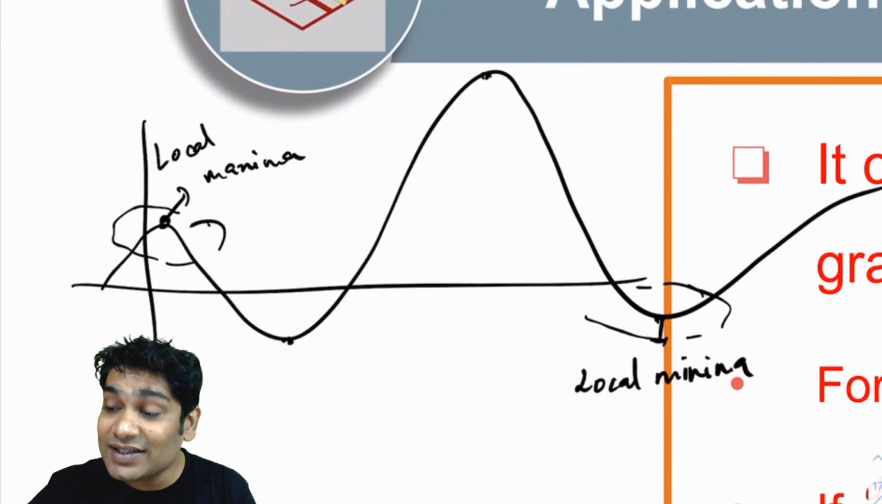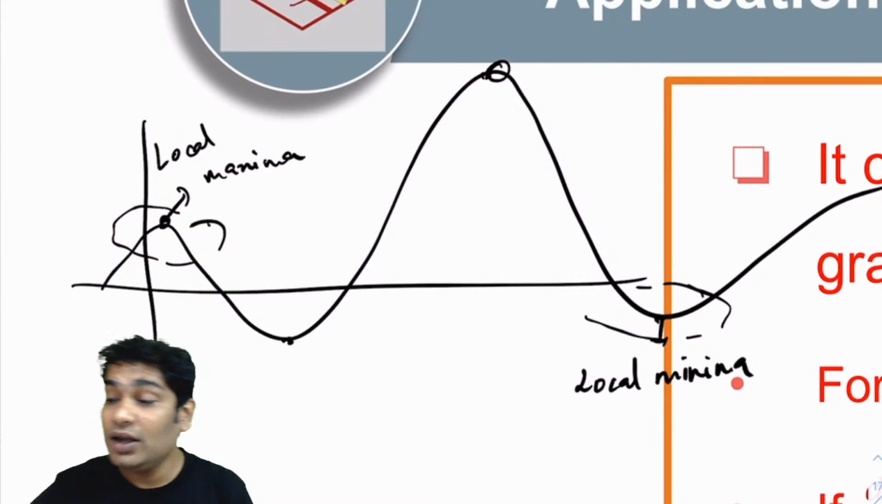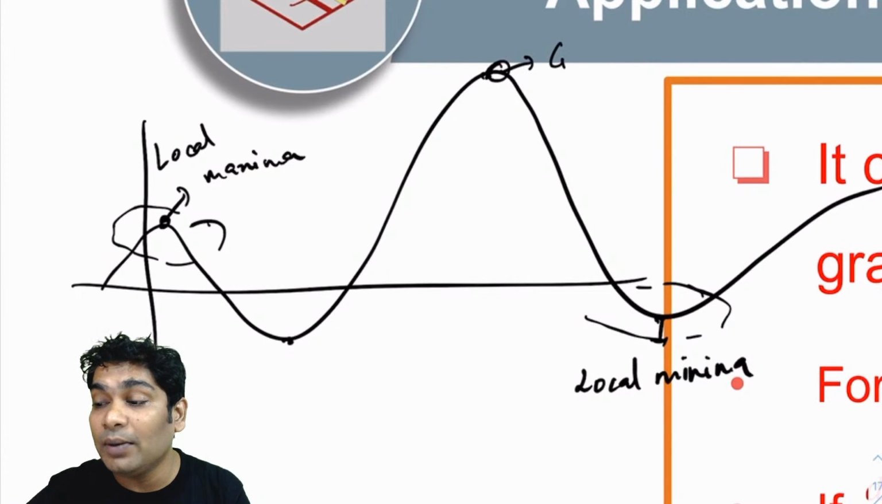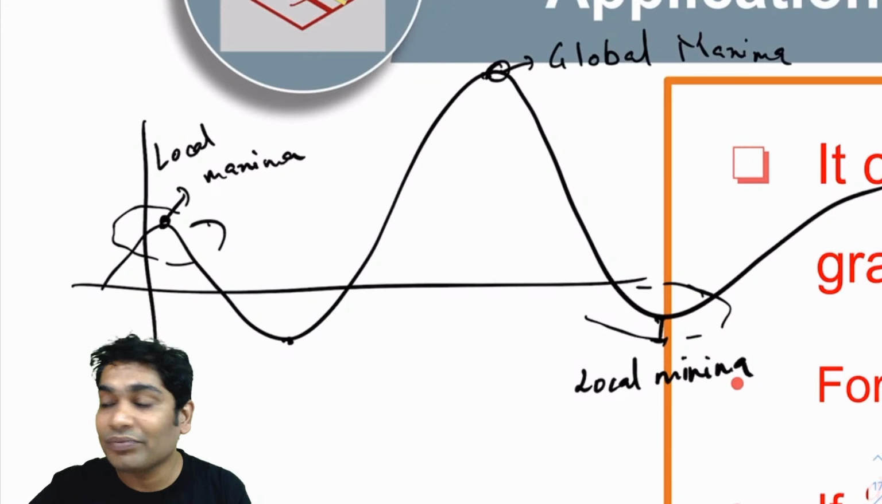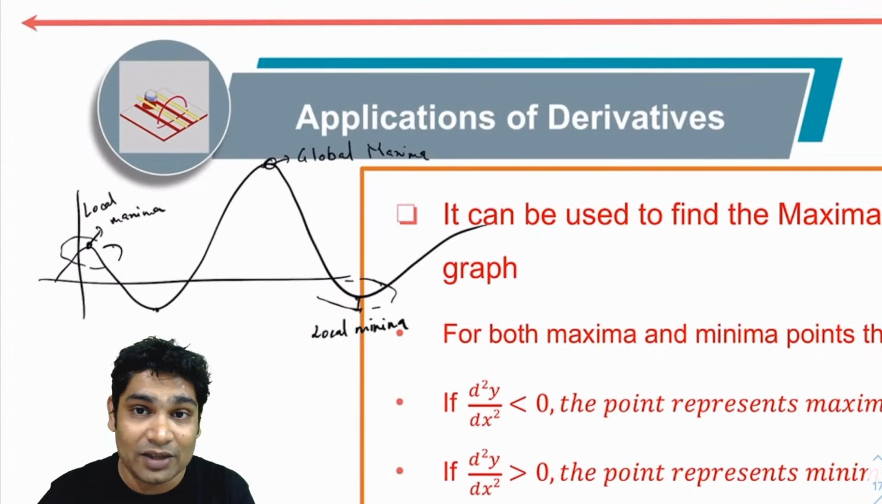However, suppose this is the highest point of the graph that it will ever attain. Suppose the graph never goes above this. In that case, this is called global minima or global maxima. So wherever you go, you can go anywhere, nothing is higher than this. So this is called a global maxima. And similarly, you will have global minimas.